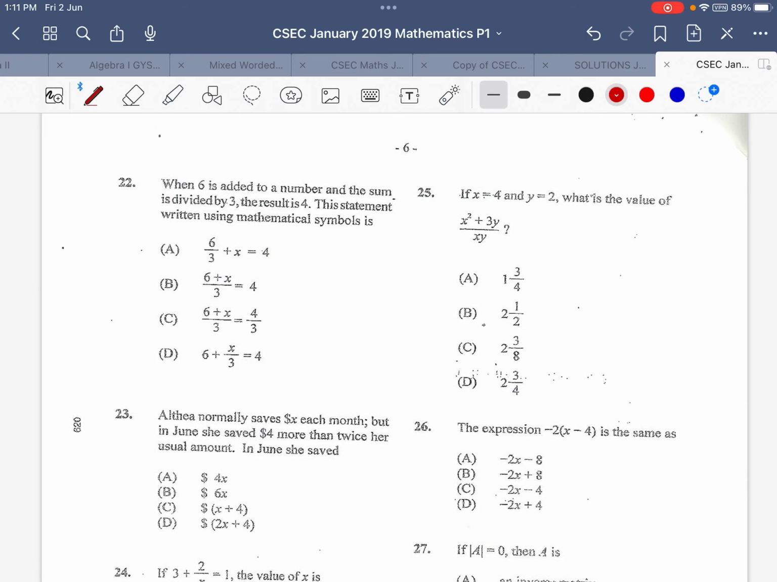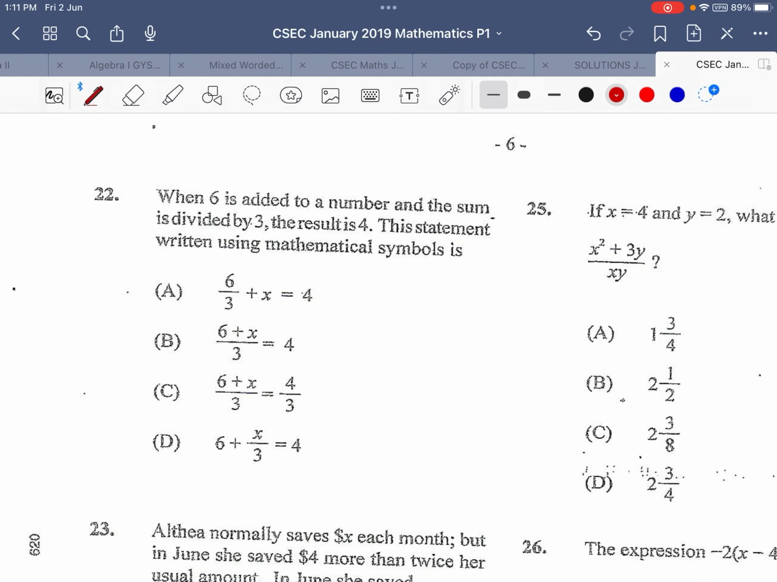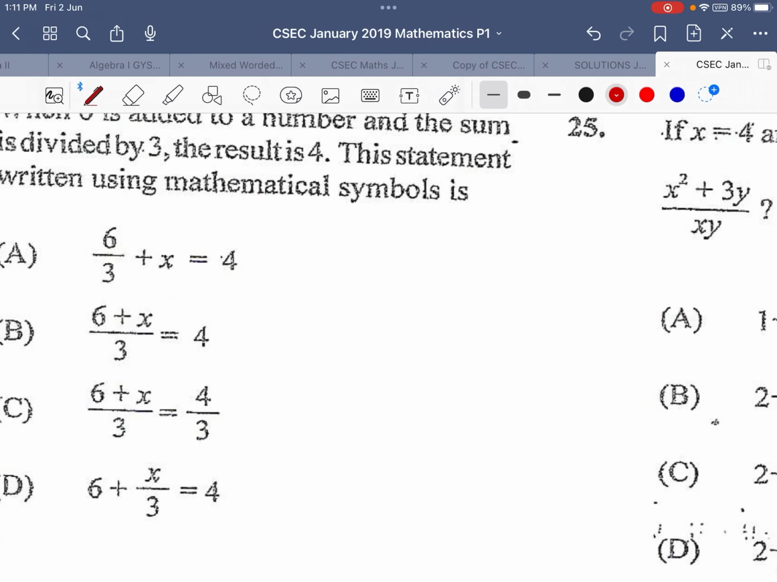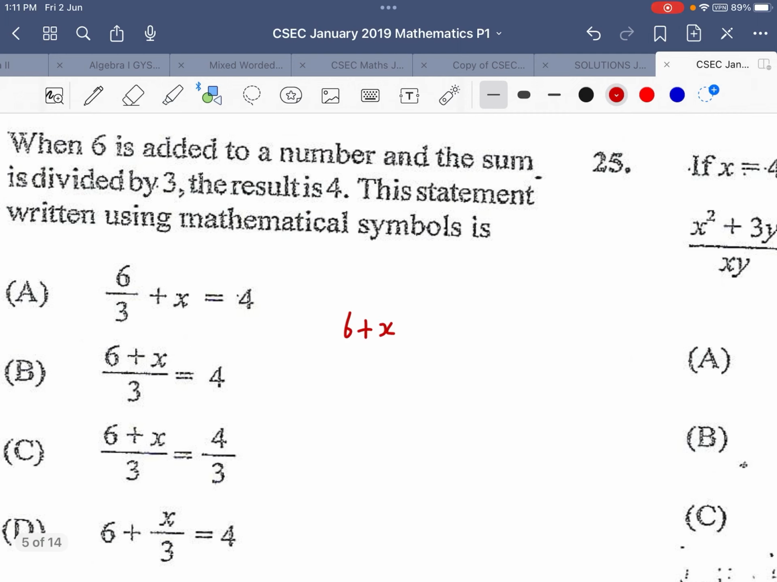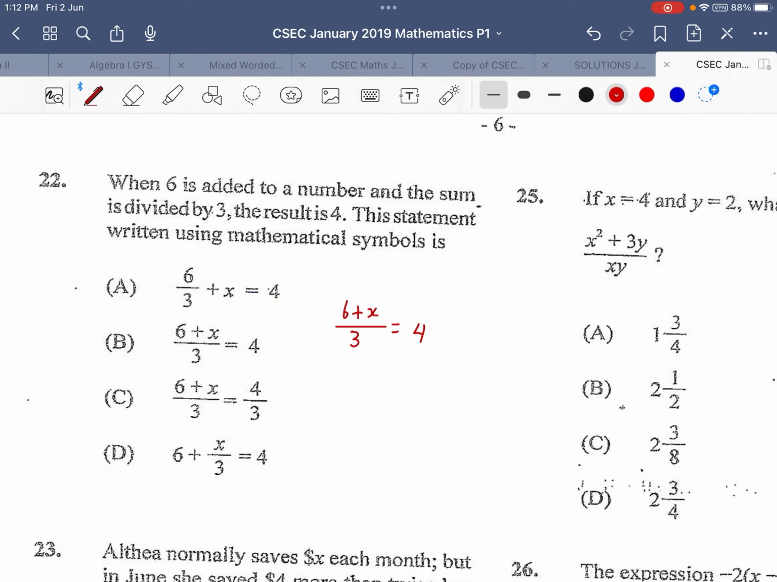Okay, moving on to question 22. When 6 is added to a number and the sum is divided by 3, the result is 4. So 6 is added to a certain number, we'll call that number x, and the sum, so 6 plus x, that's what sum means, the addition, right? That addition, 6 plus x, is divided by 3. The result, so the answer, is 4. That's what we're looking for, and that's B.